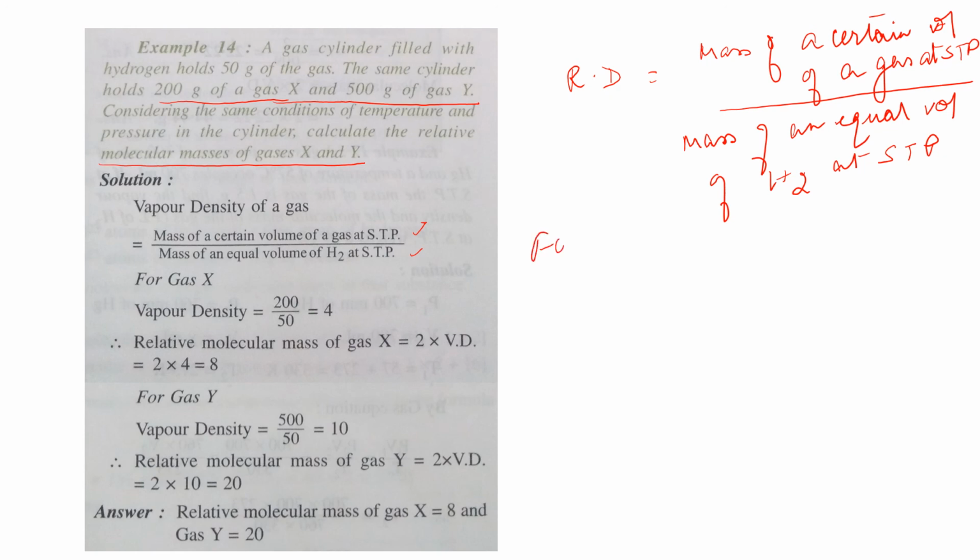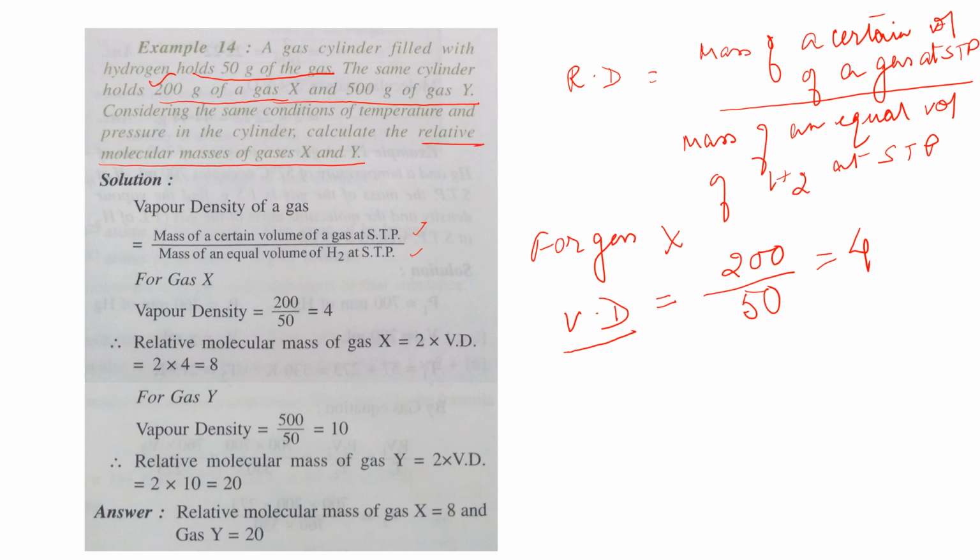So for gas X, the vapor density is equal to 200, because it is given 200 gram of gas X, divided by 50, because the cylinder can hold 50 gram of hydrogen. So we are getting 4. So this is the vapor density we are getting, and you have to find out the relative molecular mass.